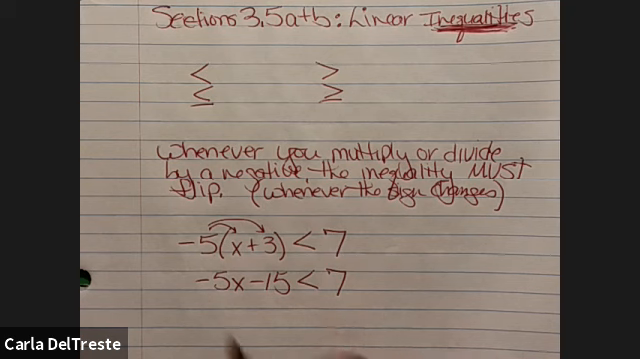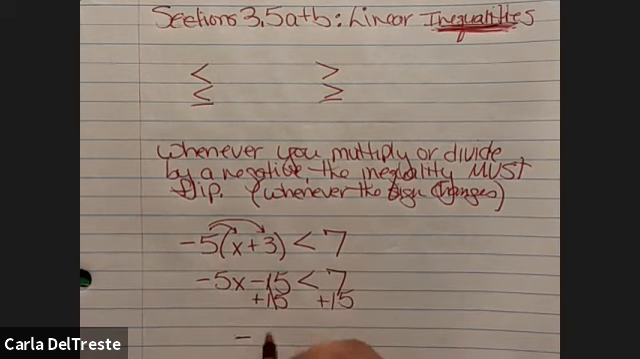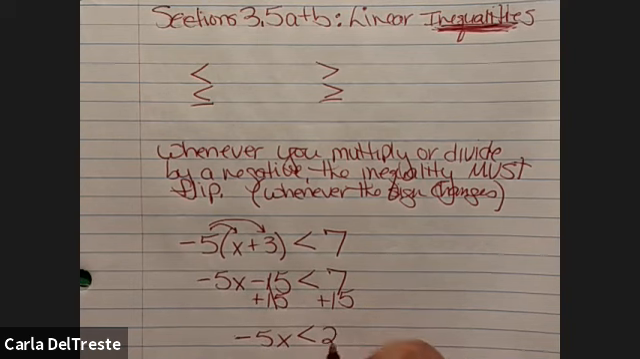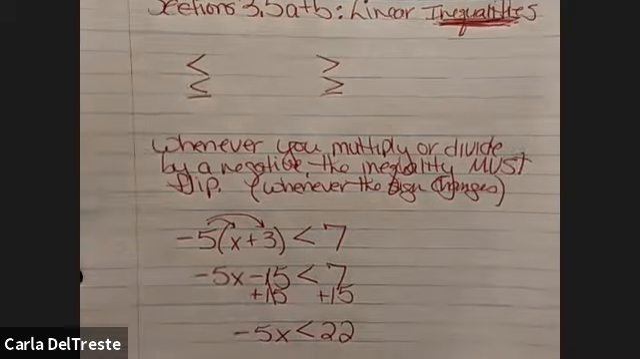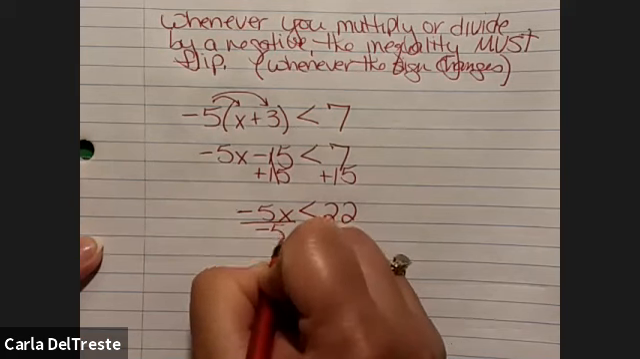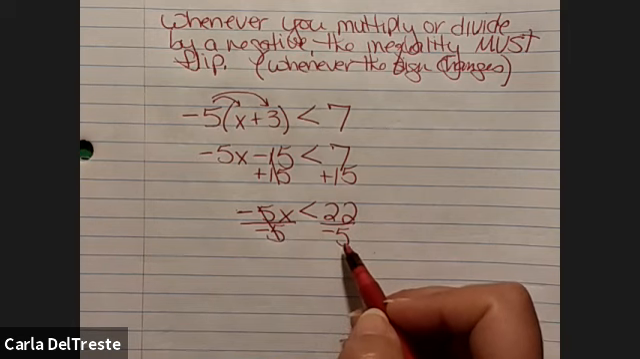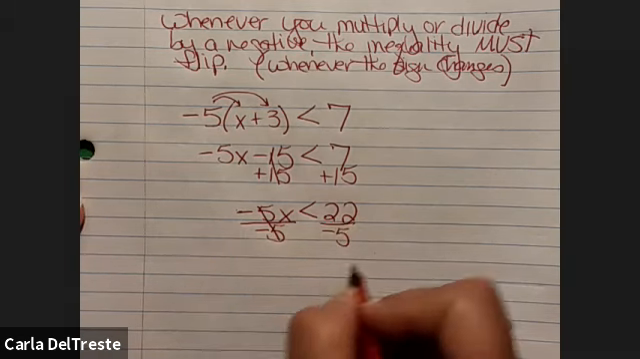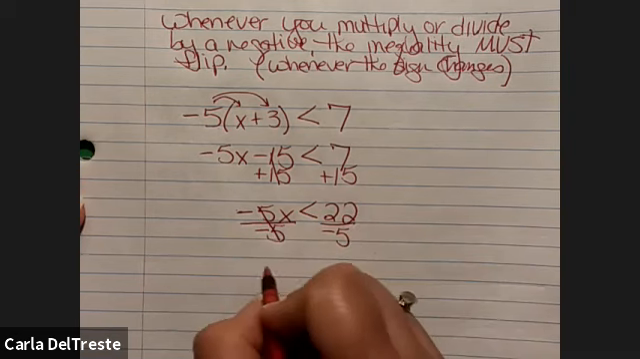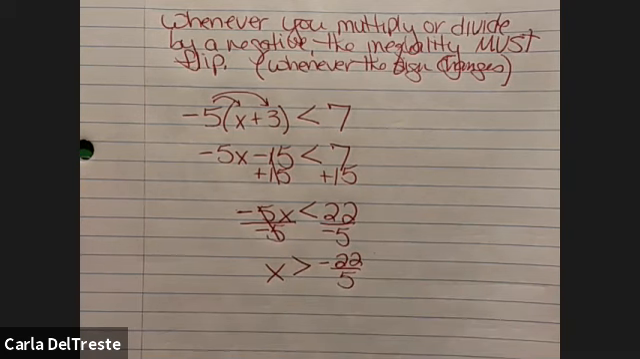Again, continuing algebra, I still need to get x by itself. So we're going to add 15 to both sides. So this means -5x is less than 22. But what's happening here? The next step is divide by -5. What happens when we divide a positive by a negative? We're changing the sign. So dividing by a negative changes the sign. Because we did that, the sign flips, and x has to be greater than -22/5.